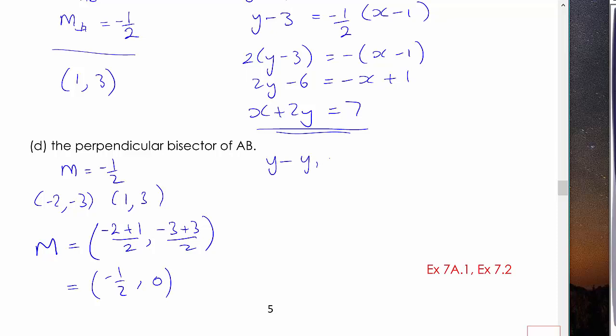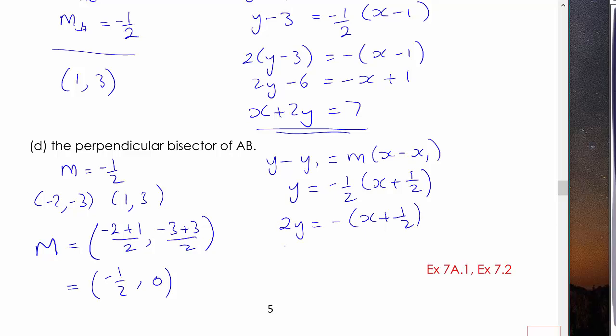So y minus y1 is m(x minus x1). So y take away 0, so that's just y. Gradient's -1/2. x take away -1/2 becomes x plus 1/2. So bring the 2 up over here and multiply. We've got 2y is negative x plus a half. So 2y is going to be minus x minus a half. Bring the x over, x plus 2y is negative a half.